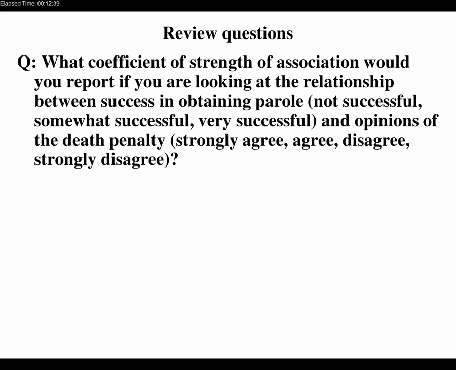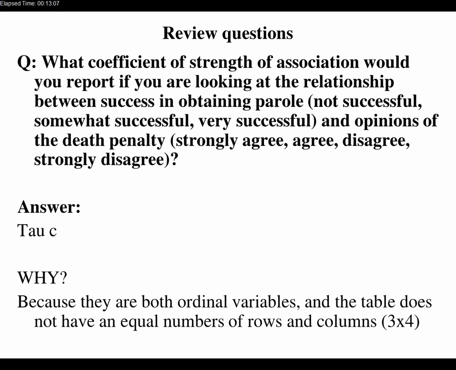And another review question is, what coefficient of strength of association will you report if you are looking at the relationship between success in obtaining parole, not successful, somewhat, and very, and opinions of the death penalty? Strongly agree, disagree, and strongly disagree. What would we use? That's right, we'd use, remember, tau c. Why? Because they're both ordinal variables and the table does not have an equal number of rows and columns. It's a 3x4 table.